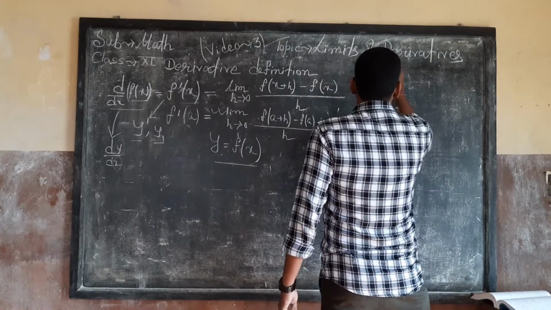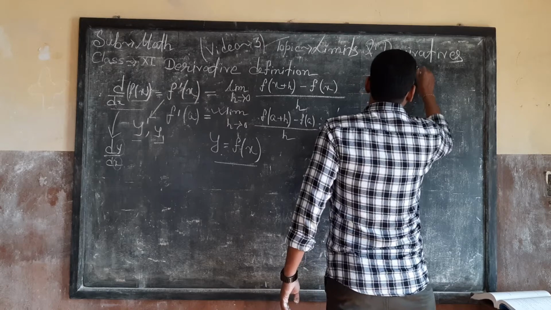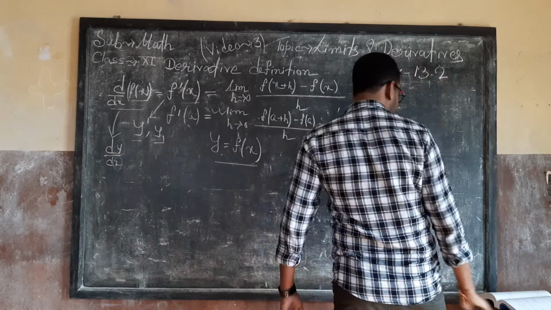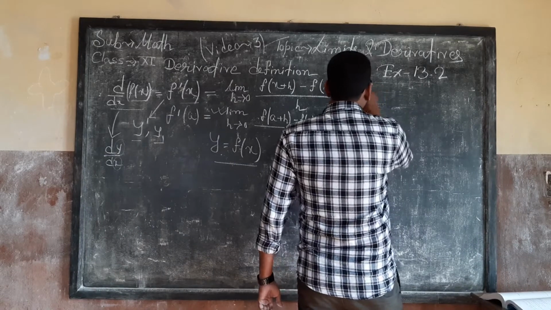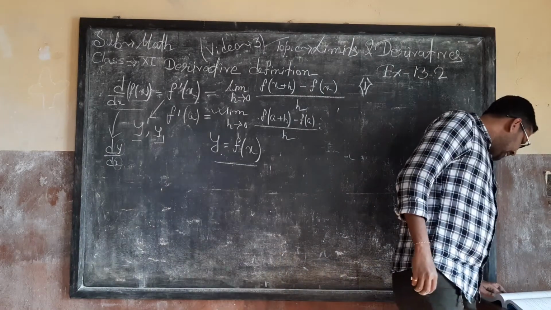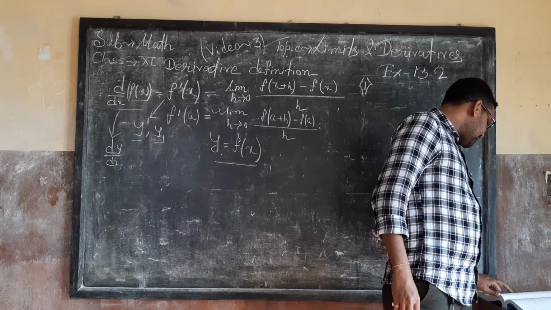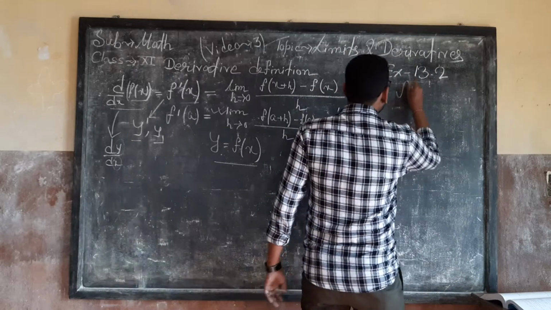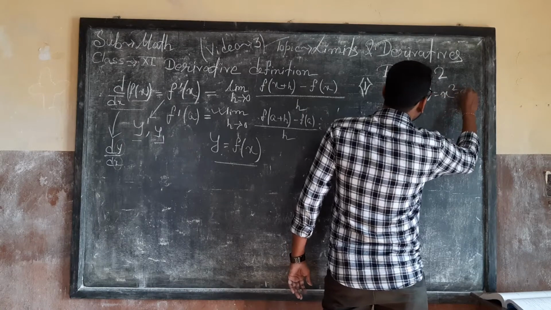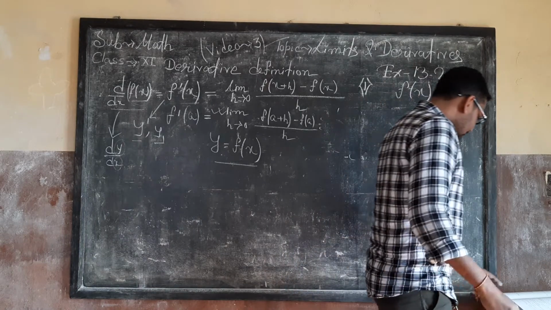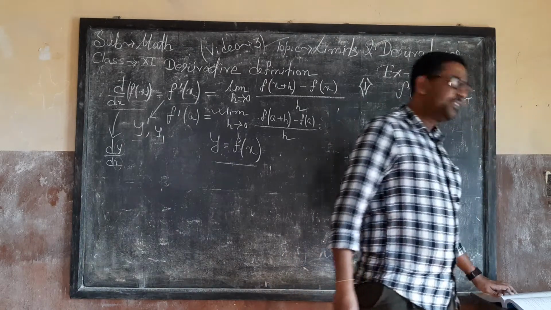So exercise 13.2, consider question number 1. The question is, find the derivative of x square minus 2. So that means f(x) is equal to x square minus 2 at x equal to 10.